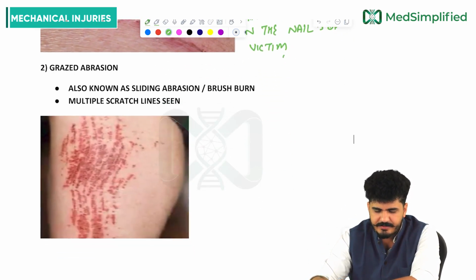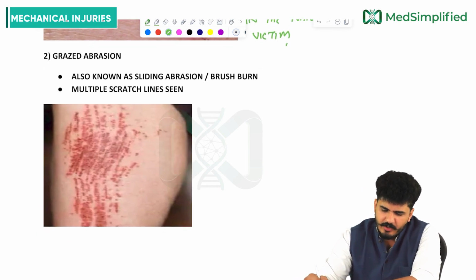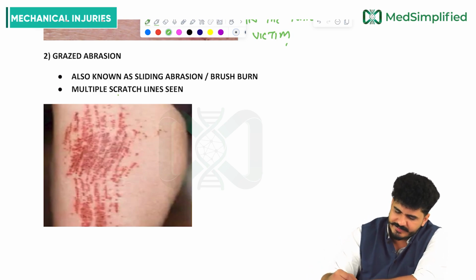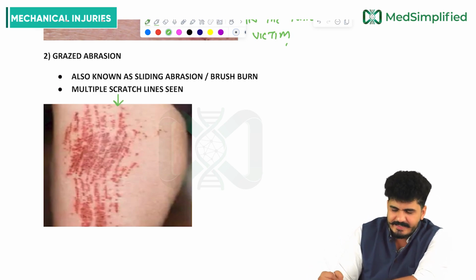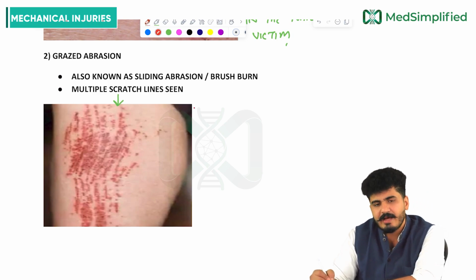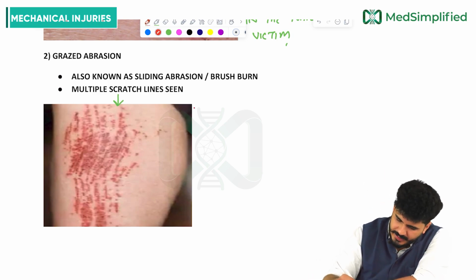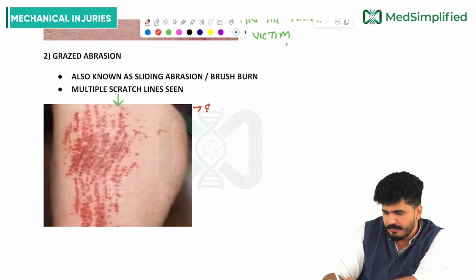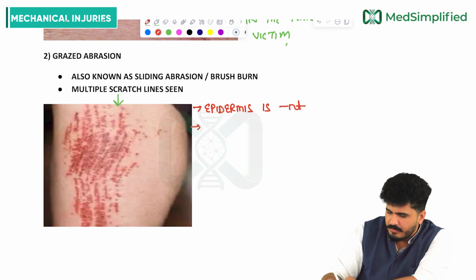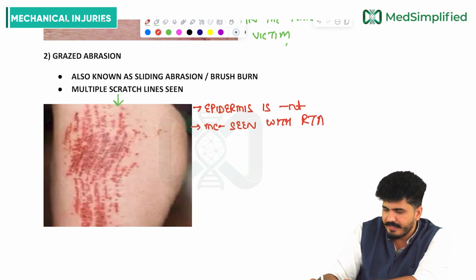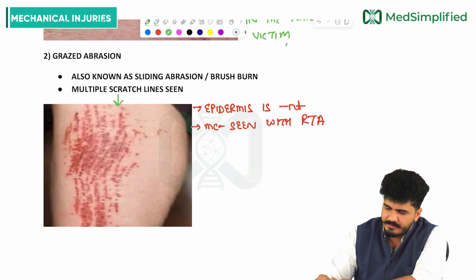Next is grazed abrasion. Grazed abrasion is also known as sliding abrasion or brush burn. Why do we call this brush burn? If you see there, multiple scratch lines are there and they look like a burn has happened. And here also epidermis is absent. Most commonly seen with road traffic accident.